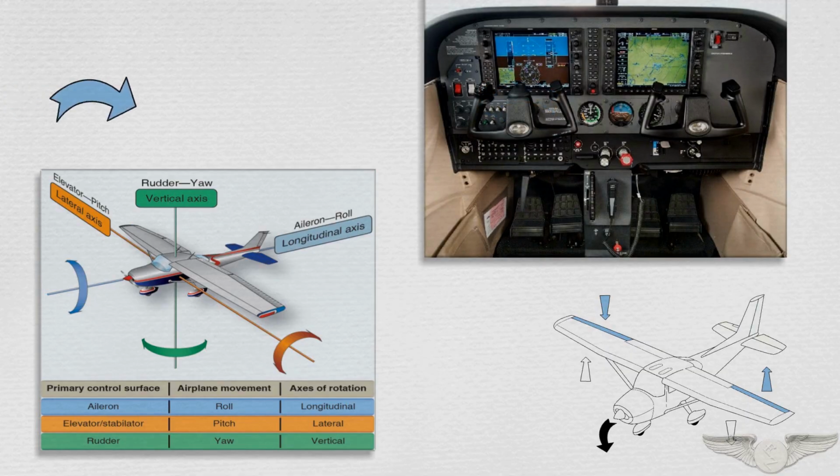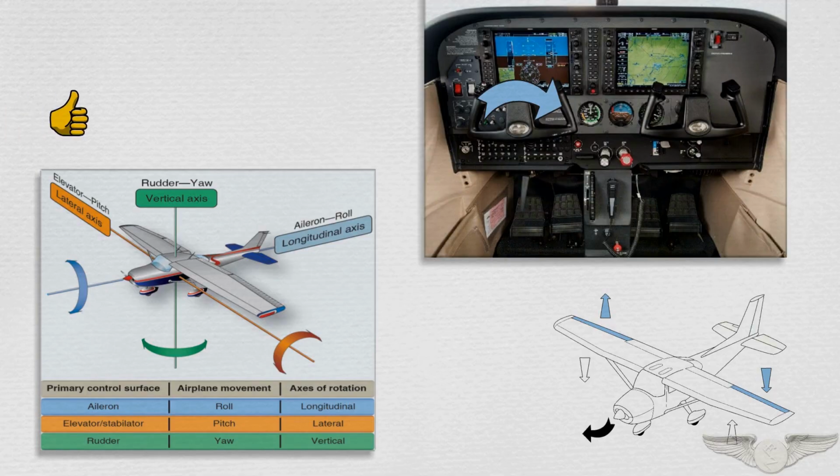Conversely, when we turn the yoke to the right, the right aileron is now deflecting upwards, and the left aileron is now deflecting downwards. This causes the left wing to move up and the right wing to move down, which causes the airplane to turn to the right.